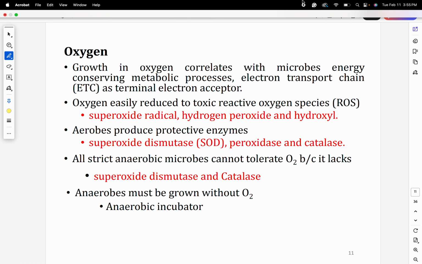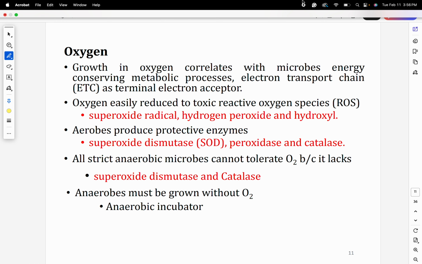Some examples of these include radicals, the superoxide radical, hydrogen peroxide, and the hydroxyl ion. And then for microbes that make use of oxygen as their terminal electron acceptor, they express enzymes that break down these reactive oxygen species. So they don't really harm the microbes. Some examples of these protective enzymes include SOD, superoxide dismutase, peroxidases, and catalases. In the laboratory, one of the biochemical assessments you will do is the catalase test to check if the colony or the isolate you have chosen is catalase producing. So, catalase production is related with aerobic microorganisms.